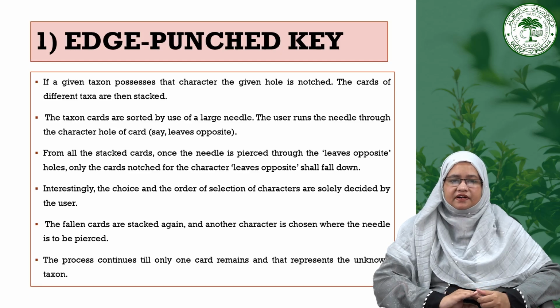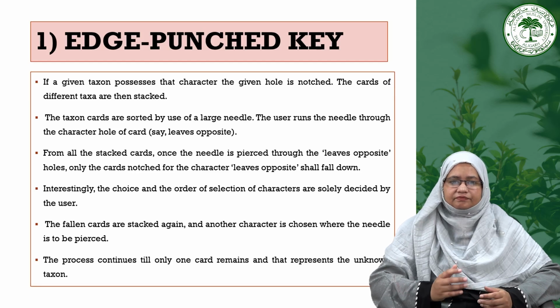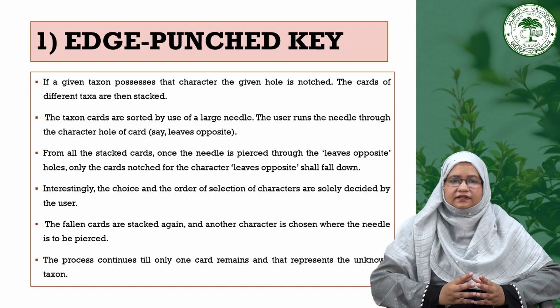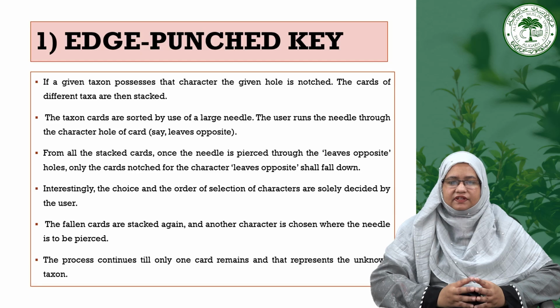The cards of different taxa are then stacked. Then the taxon cards are sorted by the use of a large needle, and the user runs the needle through the character hole of the card, say, leaves opposite. So from all the stacked cards, the needle is pierced through the leaves opposite hole, and only the cards notched for the character leaves opposite shall fall down.